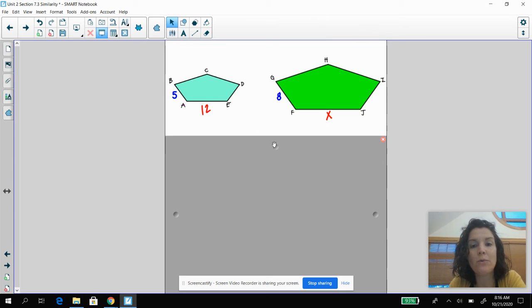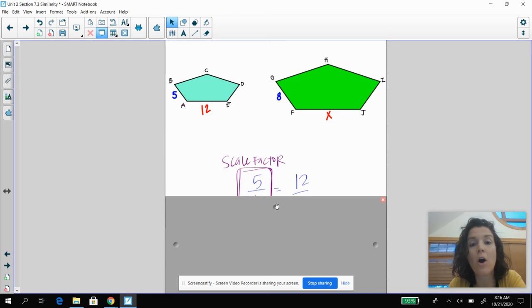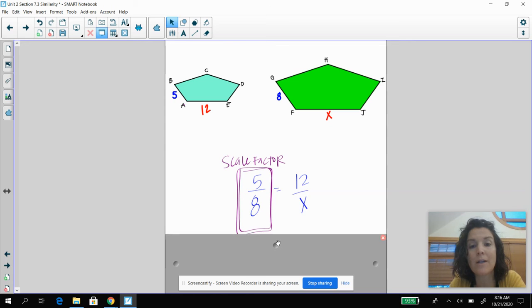All right, we're back. So hopefully you've set up your scale factor first. You knew your scale factor was 5 to 8. And then all you have to do is set up a proportion. So your scale factor is 5 to 8, and it's set equal to 12 over x. And then you solve, and you get what x is.